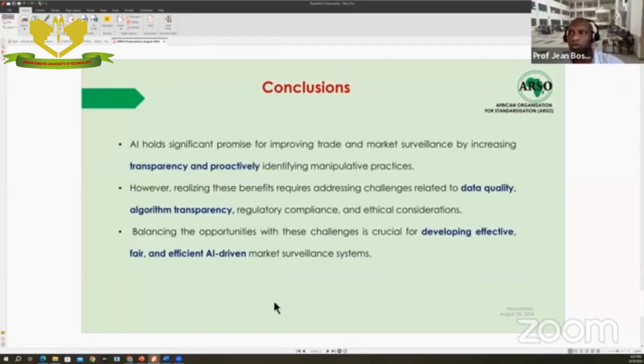So in conclusion, I can say AI holds a lot of significant promise by increasing the transparency, but a lot of data quality is needed to do it. So there is a need to balance the opportunities versus the challenges, so that you can develop effective and fair artificial intelligence driven market surveillance.